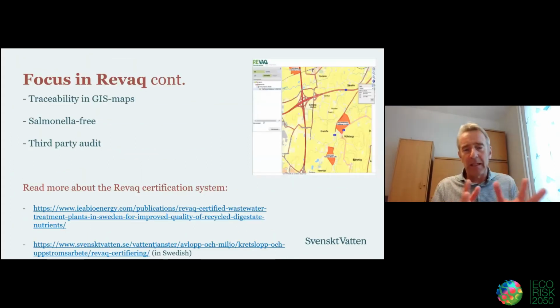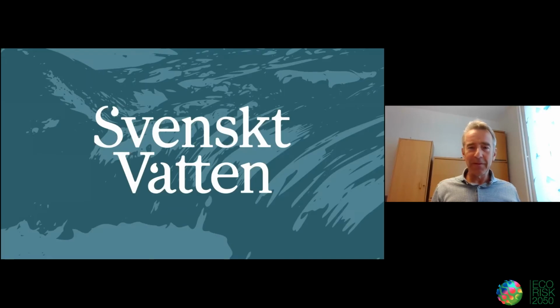Then a few things like traceability and GIS maps, digital maps, salmonella-free and third-party audits are also among the requirements of Reebok. So we think we have come quite a long way, but of course there are always challenges with some of the substances used in households. So we are really working to have even stronger chemicals legislation to be able to be one part of the circular economy. So thank you very much.